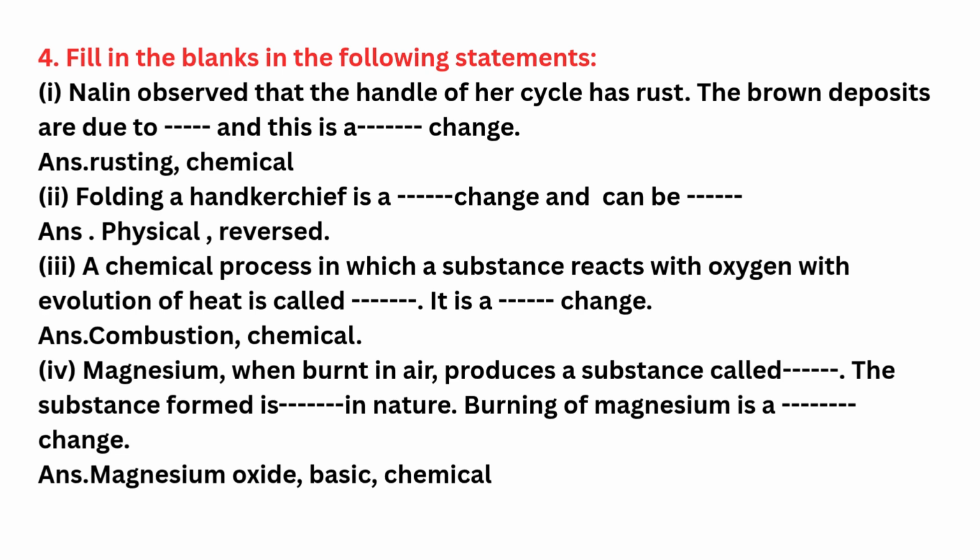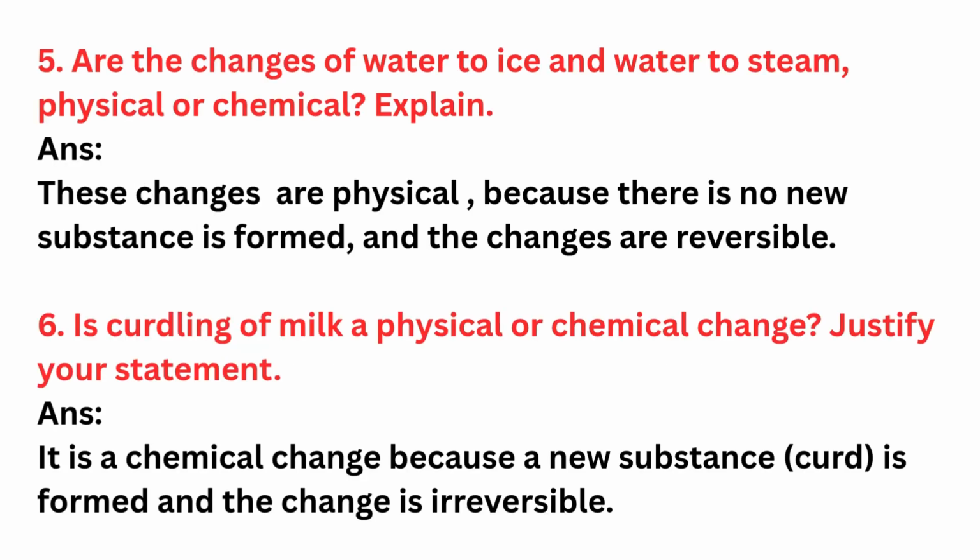Fourth one, magnesium when burnt in air produces a substance called magnesium oxide. The substance formed is basic in nature. Burning of magnesium ribbon is a chemical change. Question number 5: are the changes of water to ice and water to steam physical or chemical? Explain. Answer: these changes are physical because no new substances are formed and the changes are reversible. Question number 6: is curdling of milk a physical or chemical change? Justify your statement. Answer: chemical change, because a new substance, curd, is formed and the change is irreversible.